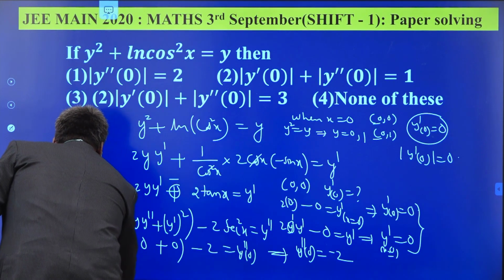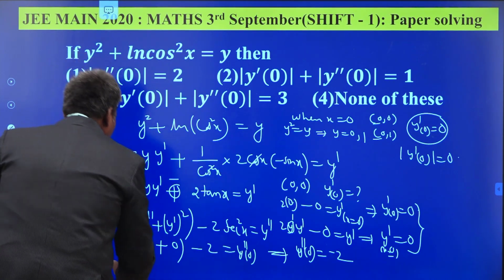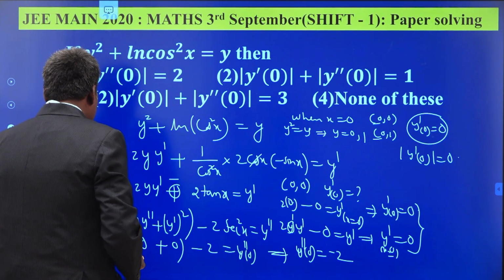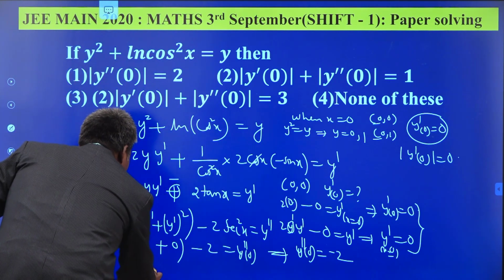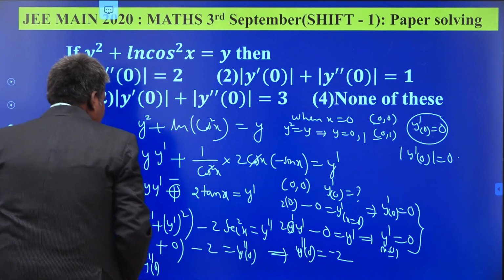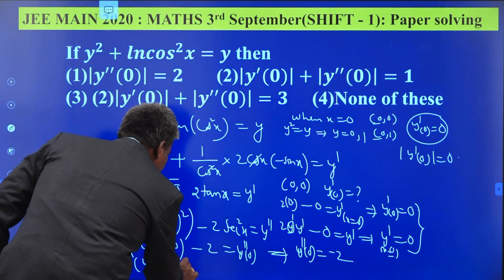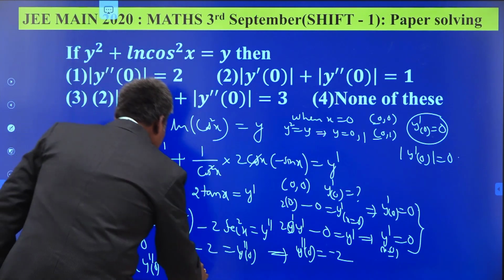Again x equal to 0, y equal to 1, what happened? 2 times of y is 1. y double dash 0, you are going to find out. y double dash 0 plus y dash 0 is 0. Minus 2.